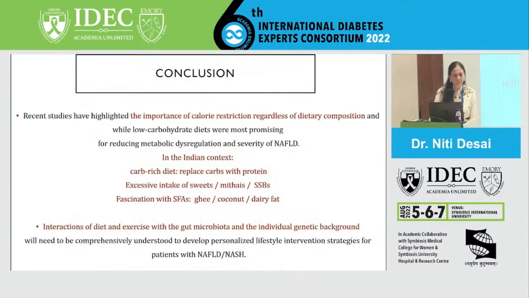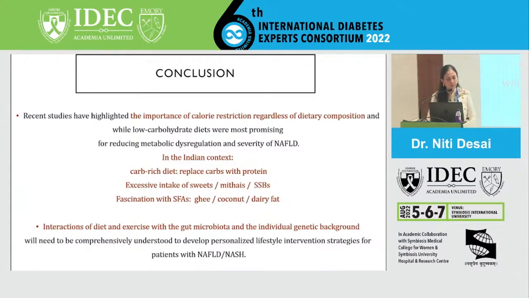So, in conclusion, the most important thing is calorie restriction regardless of dietary composition. While low carbohydrate diets have been more promising for reducing metabolic dysregulation and severity of NAFL, this in fact I think is most important in our Indian context, where we are basically a carb-loving nation. We just love our carbs. So we should be looking at replacing some of our carbs with protein.